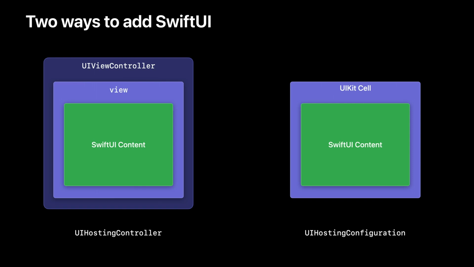For comparison, when you apply a UIHostingConfiguration to a cell, your SwiftUI view is hosted in the cell without a UIViewController. UIHostingConfiguration supports the vast majority of SwiftUI features, but keep in mind that SwiftUI views that depend on UIViewControllerRepresentable can't be used inside of cells. With UIHostingController and UIHostingConfiguration, you have two great ways to incorporate SwiftUI into your UIKit app.